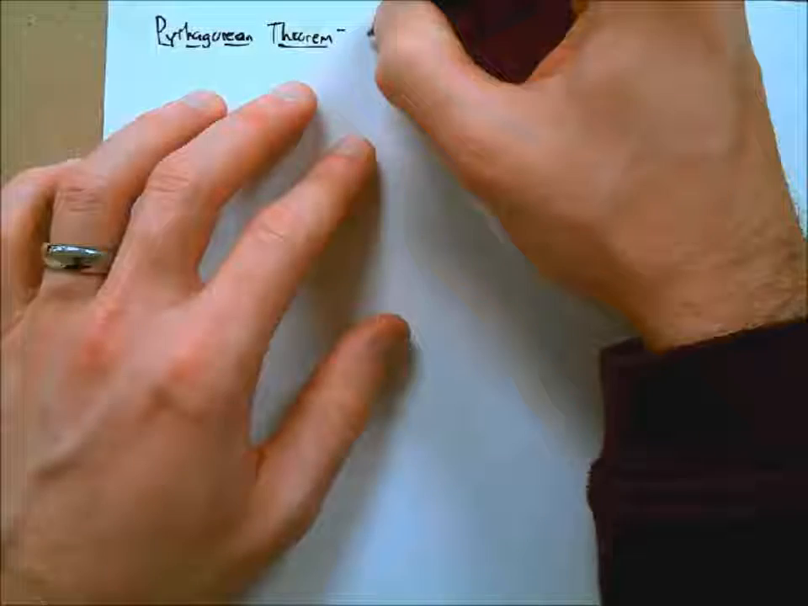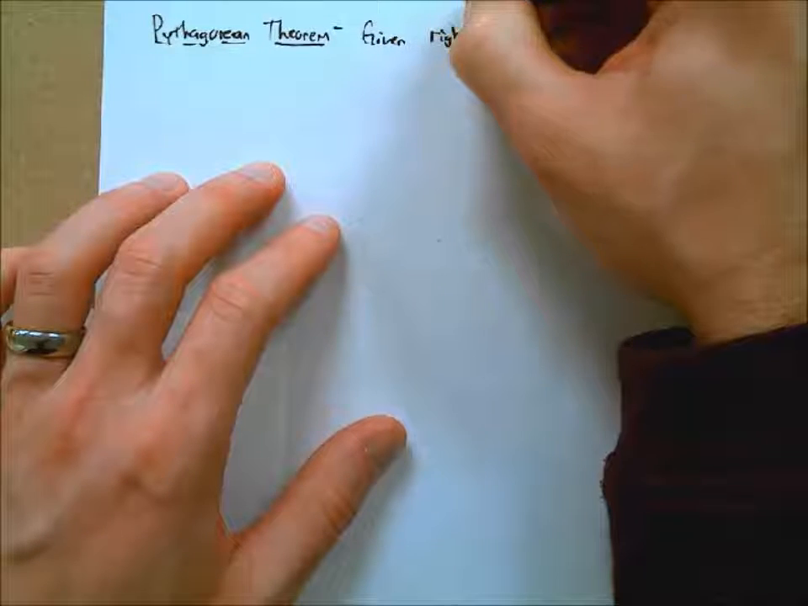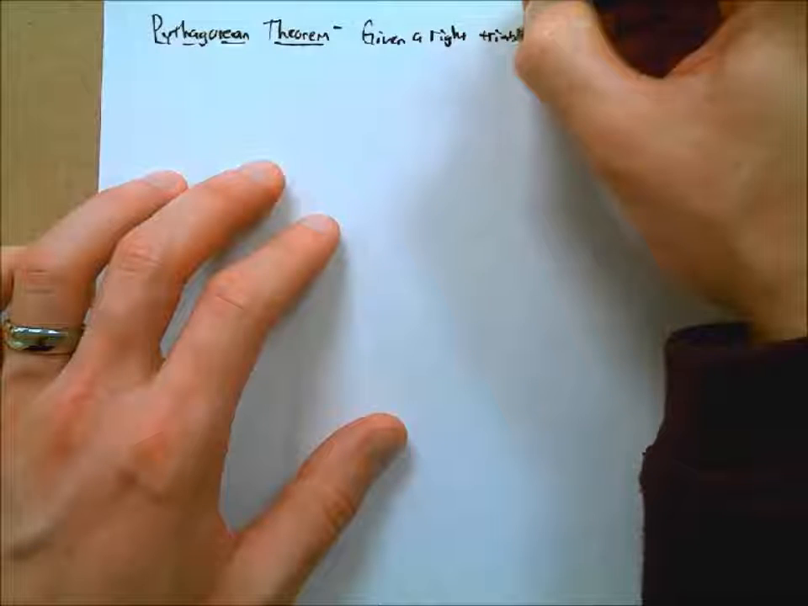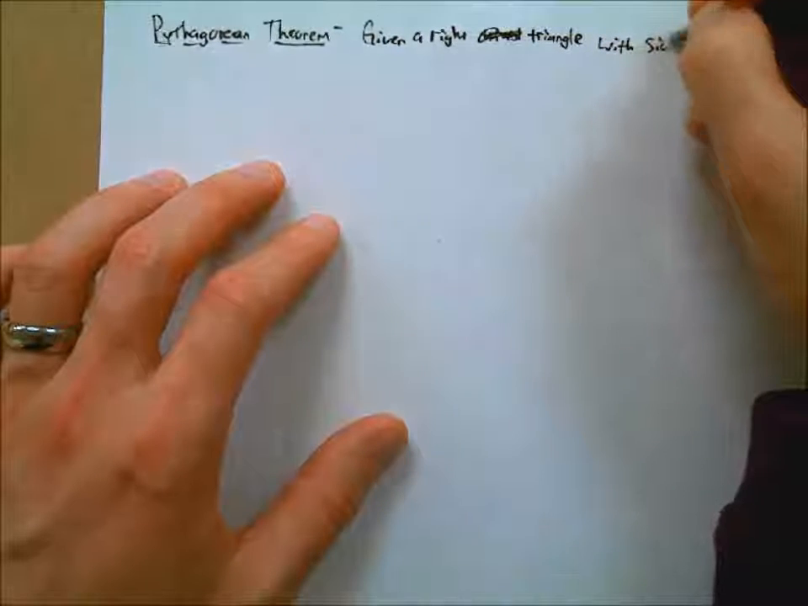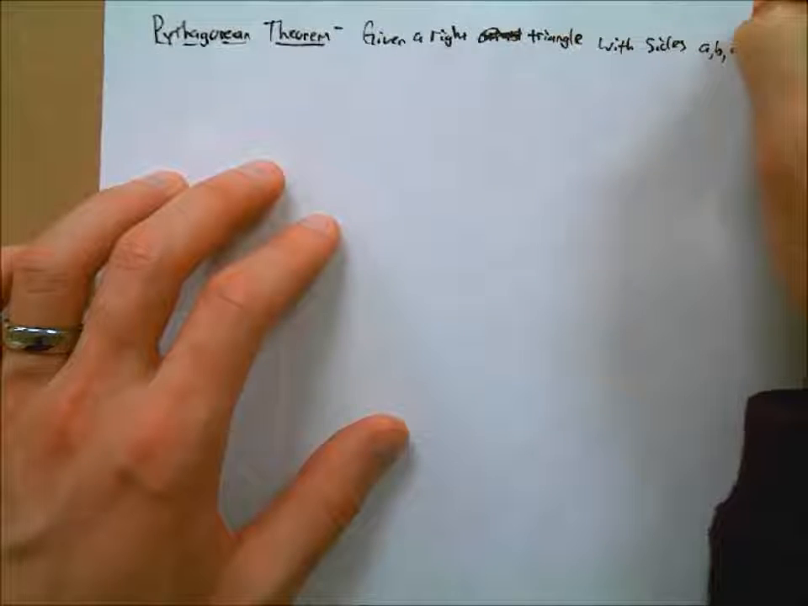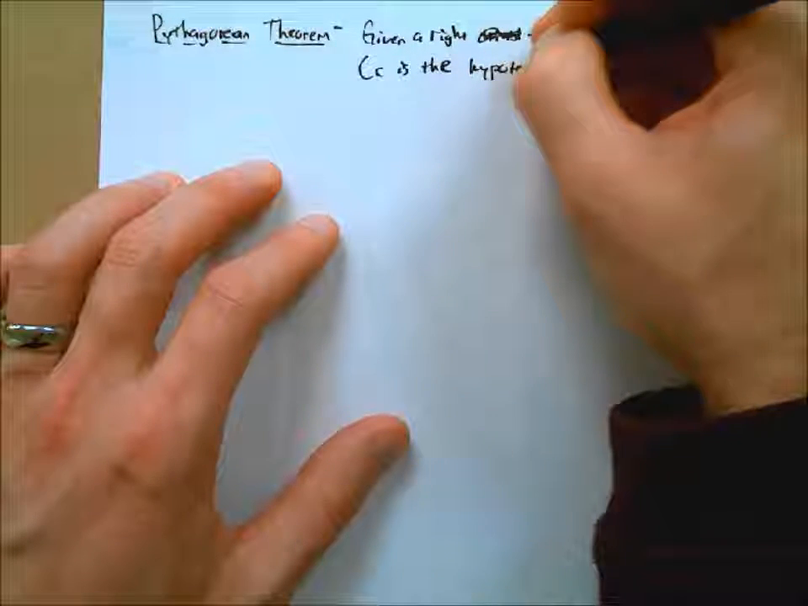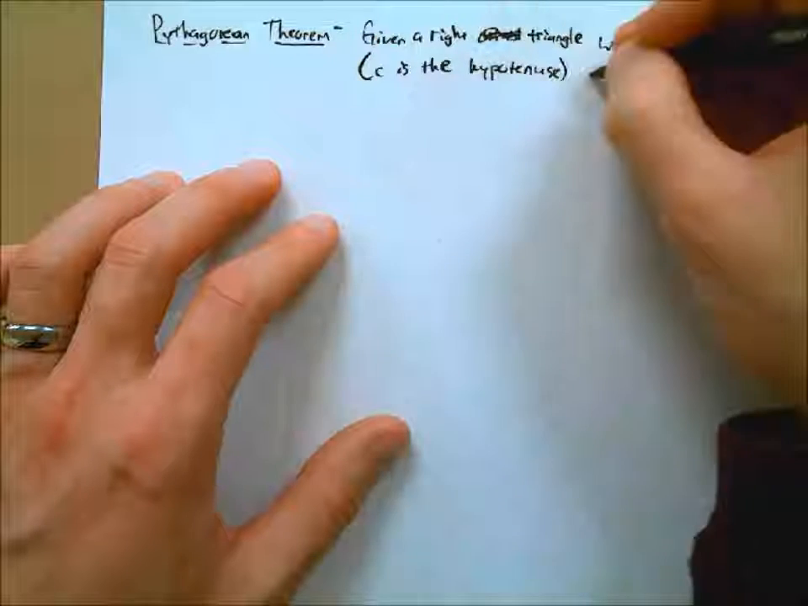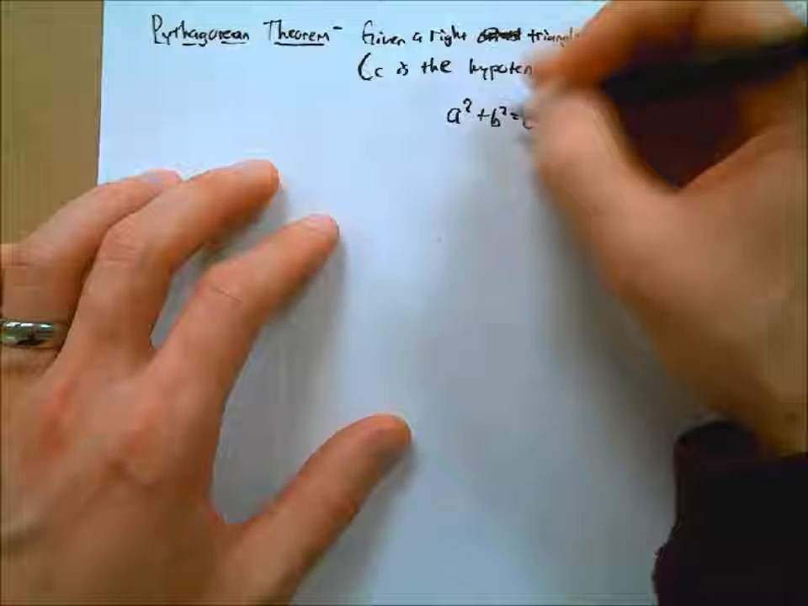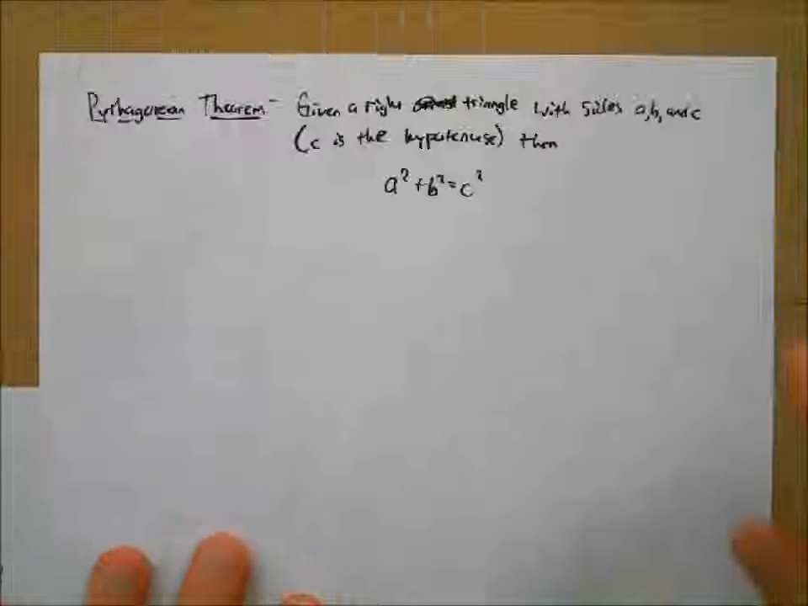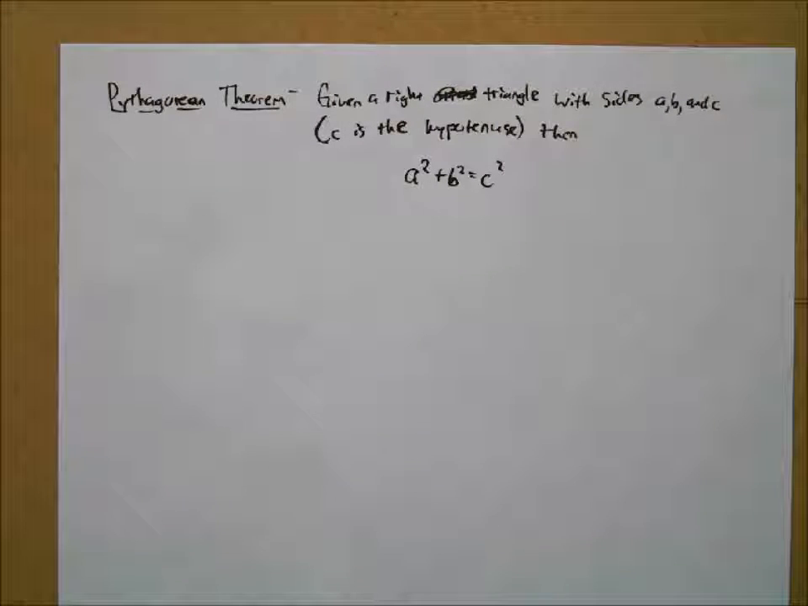So, given a right triangle with sides A, B, and C, C is the hypotenuse, then A squared plus B squared equals C squared, right? Oh my gosh, I'm off the screen. Sorry about that. Given a right triangle with sides A, B, and C, C is the hypotenuse, then A squared plus B squared equals C squared. That should not be a surprise. We all get that. No big deal.